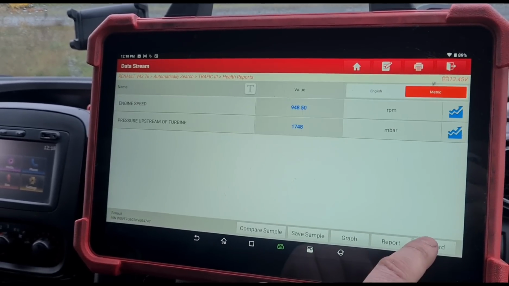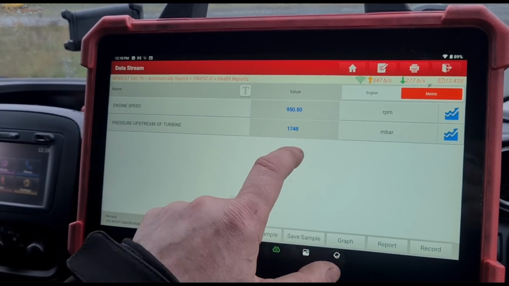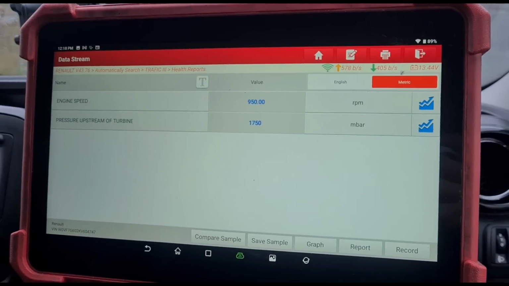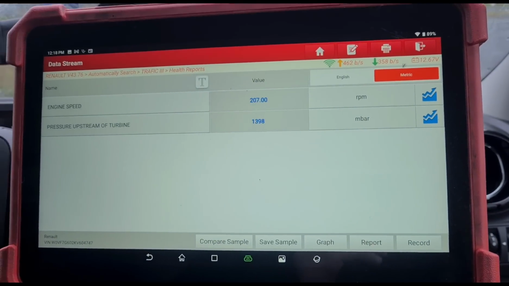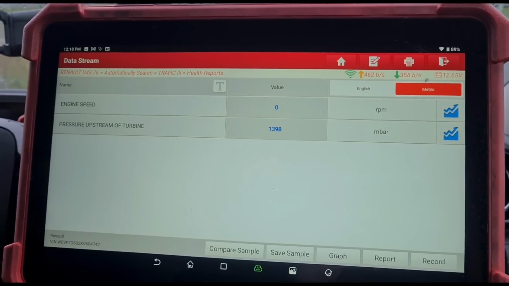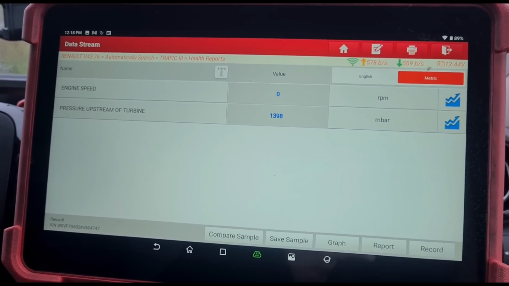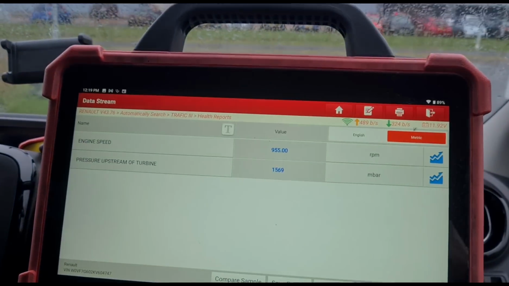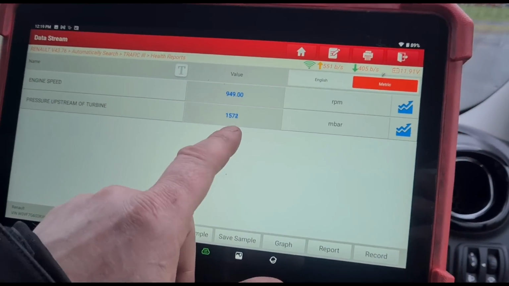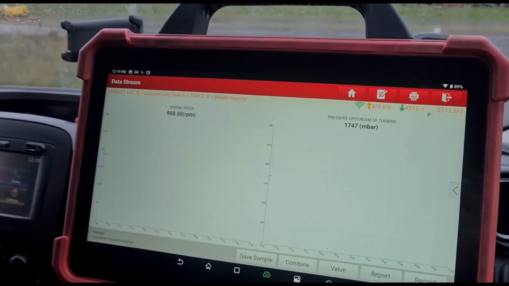Now sometimes this isn't always accurate. Yeah, we've got 1750. Something wrong with that sensor, I think. Let's have a look if we turn it off. So if we turn that off, we should have sort of 1050 millibars, which is atmospheric pressure. No, we're not. We're getting 1400. So yeah, that reading's definitely off. That's not the atmospheric pressure. With the engine off, we should only be reading atmospheric pressure.